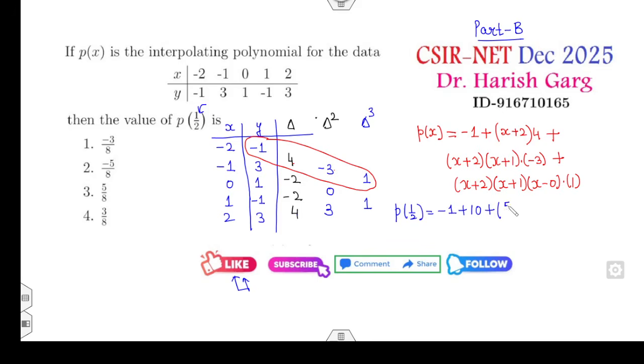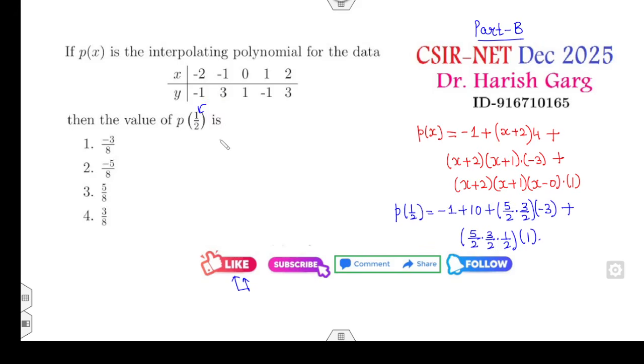It is 5 by 4. 5 by 2. 3 by 2 into minus of 3 plus 5 over 2. 3 over 2 and 1 over 2 into 1. Fine. मैं इसको क्लियर कर दे रहा हूं, अब इसकी जरूरत नहीं है. Fine. So you will get 9 minus 45 divided by 4, it is 15 divided by 8. Fine. So it's a 9.